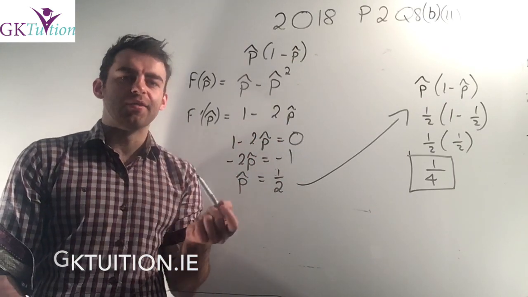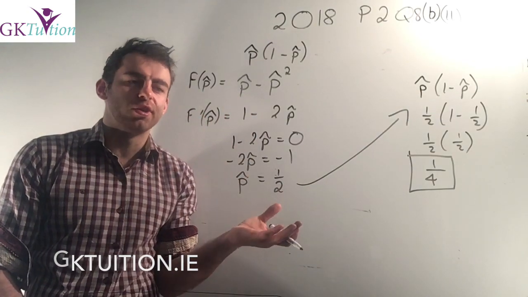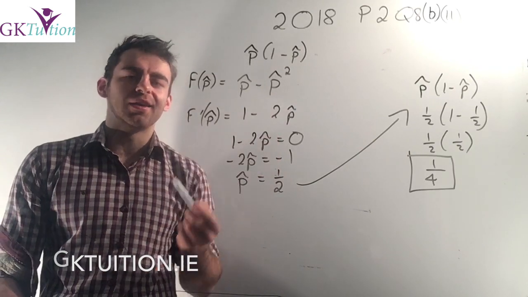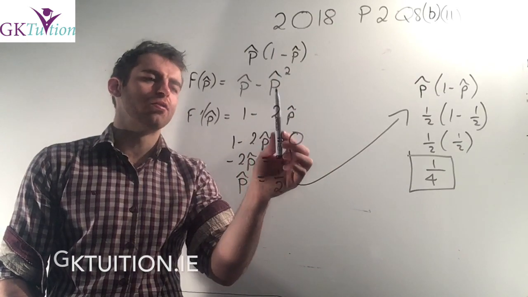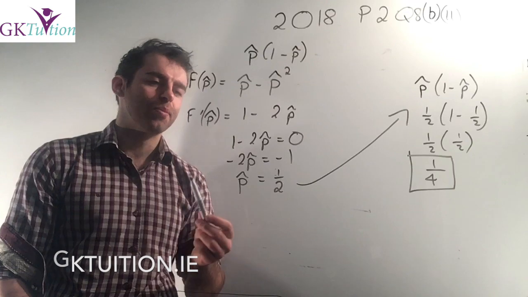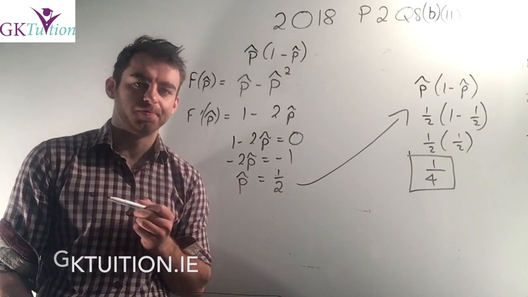And now I need to get the derivative. Remember, you can view your p hat as if it's your x, the way you would usually treat an x. The derivative of x is 1, so the derivative of p hat is just 1. The derivative of x squared is 2x, so the derivative of p hat squared is 2p hat, and there's a minus in between them. So I know that the derivative of this is 1 minus 2 times p hat.